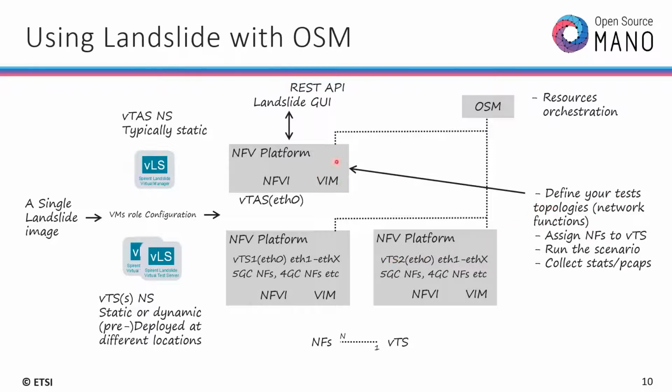So you define your test topologies here in the task, the network function. Then when you are ready to run your test, you push that logic onto the different virtual TSs that you have pre-deployed or that you have deployed in your environment. You run a scenario and then you collect the statistics. All those things by only interacting with the manager, who will be in charge of interfacing with the other entities there.